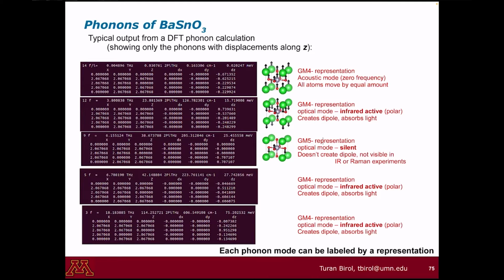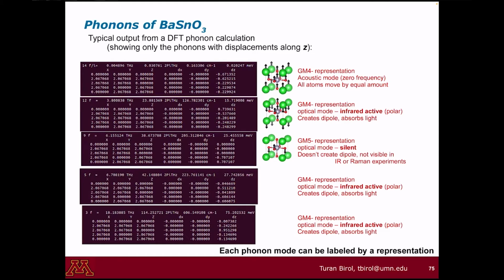Now, gamma 4 minus representation turns out to be a representation that's polar, that is infrared active. And what we mean by that is that when you displace atoms according to that pattern, it creates an electric dipole. And it is extremely important whether a phonon mode creates an electric dipole or not, because when you shine light on barium stannate, it's only these phonons that create a vibrating electric dipole that can absorb the light that you shine on the crystal.